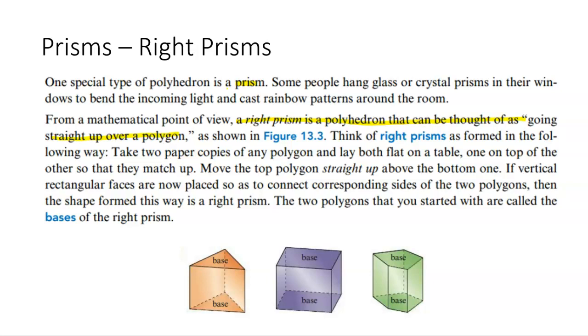You can think of it as being formed in the following way. We take two copies of any polygon. In this case, it would be a triangle, two copies, or a rectangle, or a pentagon. We lay them both flat on a table, one on top of the other, and then we move the top polygon straight up. If vertical rectangular faces are then placed to connect those two polygons, we are moving this base up. You can see that all of the faces besides those bases are actual rectangles. These are right prisms, and the two polygons that you start with are called the bases of a right prism.